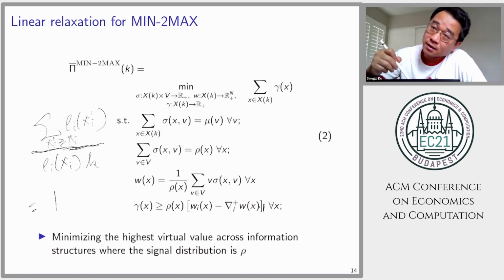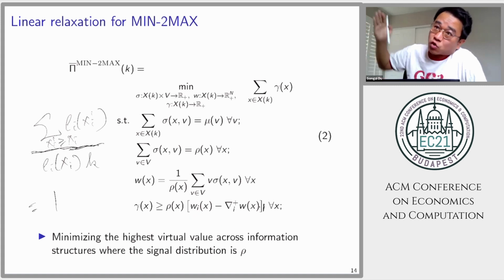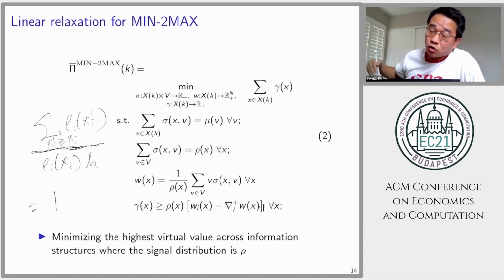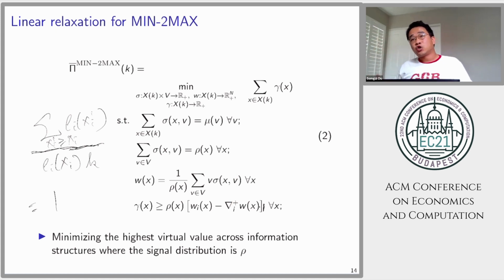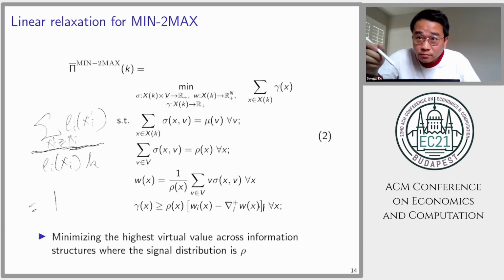It doesn't really matter here that the virtual value may be decreasing with the signal realization, but that is fine because we are just getting an upper bound. We are getting a linear relaxation for nature here. So this is an upper bound. Even if the virtual value decreases with signal, we still have a valid upper bound on the equilibrium revenue. Okay, so this is also legitimate.